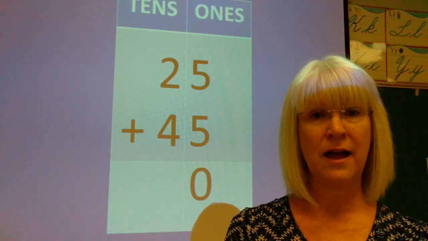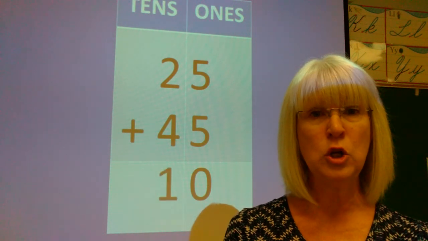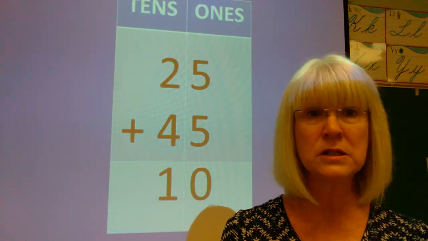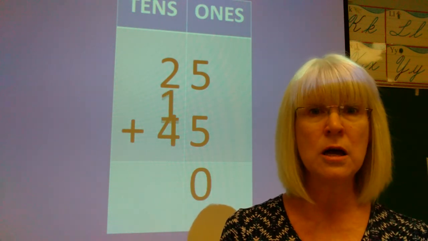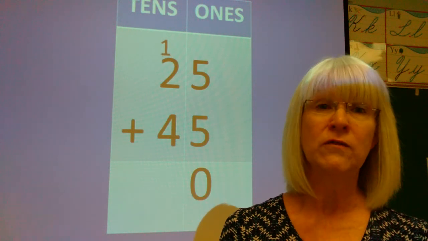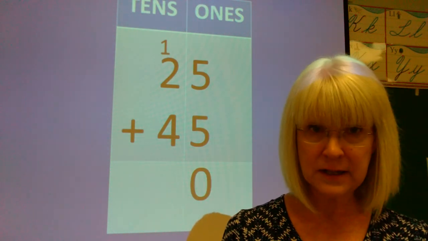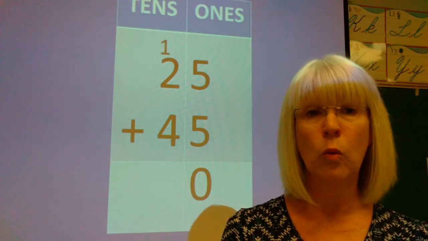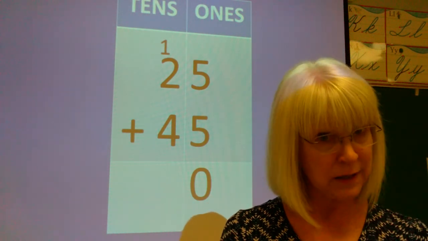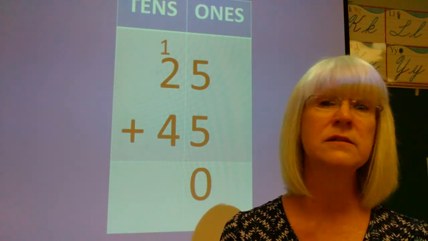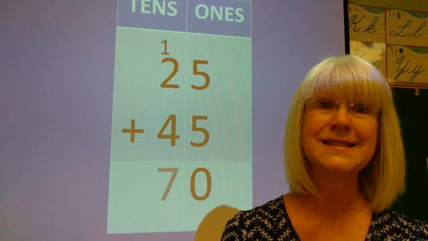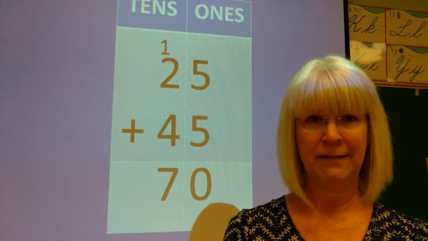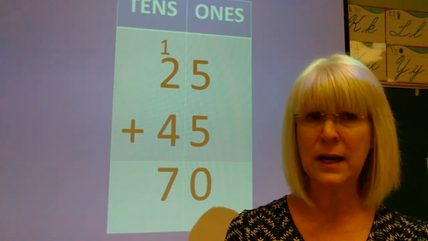Are we going to put it down at the bottom? No, Mrs. Frazier, that's not where it goes, because the answer isn't 10, is it? No. Yeah, there we go. We've got a little 1 up on top of the tens place. So we're going to go now, add them all together. 1 plus 2 is 3, and 3 plus 4 is 7. So 25 plus 45 is what? 70. Are you getting the hang of it? Do you remember from first grade how you did this?